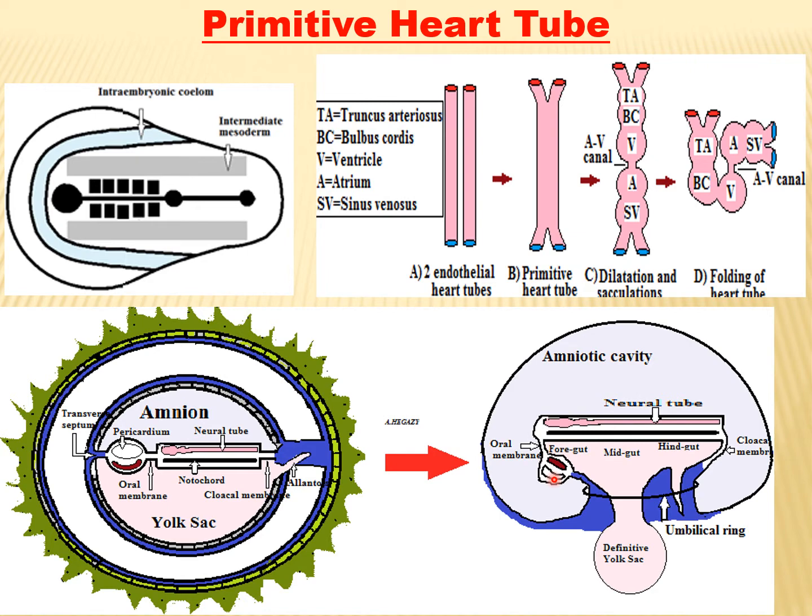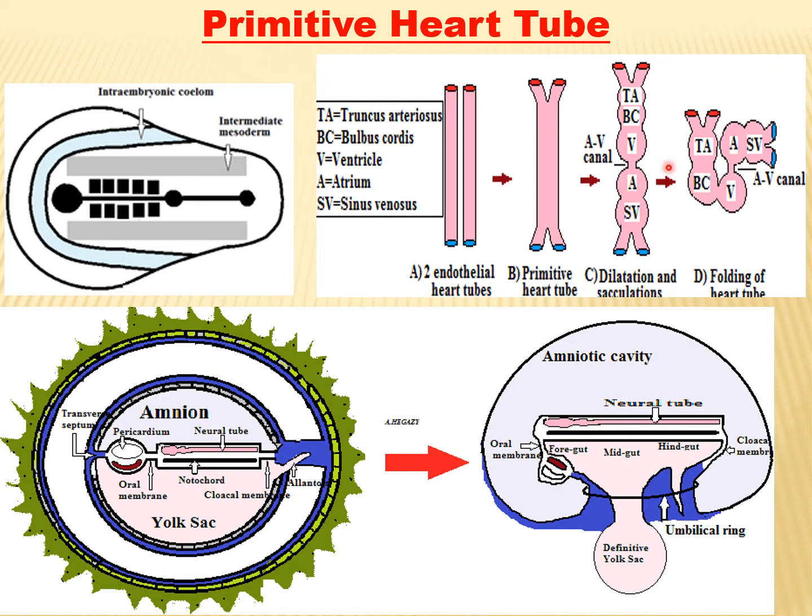Then later on, dilatation occurs in the heart tube to form, as we see, 5 sacs. To remember these letters: TB VAS. T is represented by truncus arteriosus. B is represented by bulbus cordis. V is represented by the ventricle. A, atrium. S, sinus venosus.